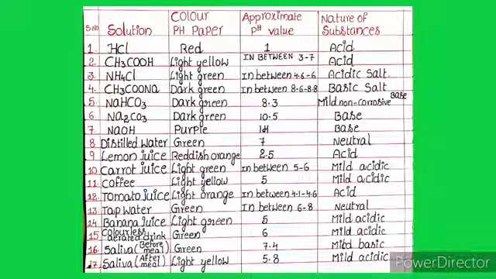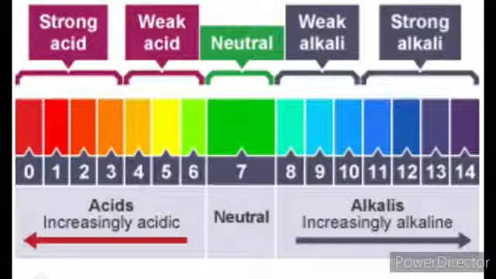Children, the substances which contain the pH value from 0 to 3 are called strong acids. Next, the substances which contain the pH value from 4 to below 7 are called weak acids. The substances which maintain the pH value as 7, we call neutral, meaning neither acidic nor basic.